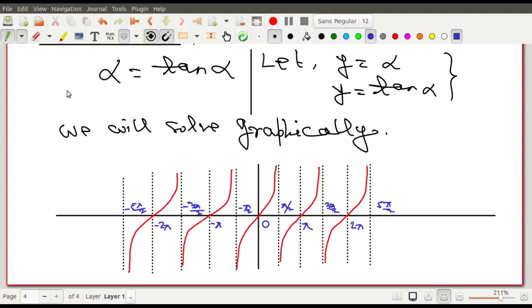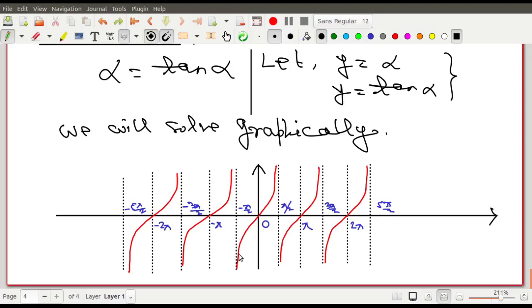This is just the plot of tan alpha versus alpha. So tan alpha versus alpha are of this type. You may just verify it. You just look that at pi by 2, you know that tan pi by 2 is infinite. So as you are trying to put pi by 2, this is going towards infinity. You try to put 3 pi by 2, it is going towards infinity.